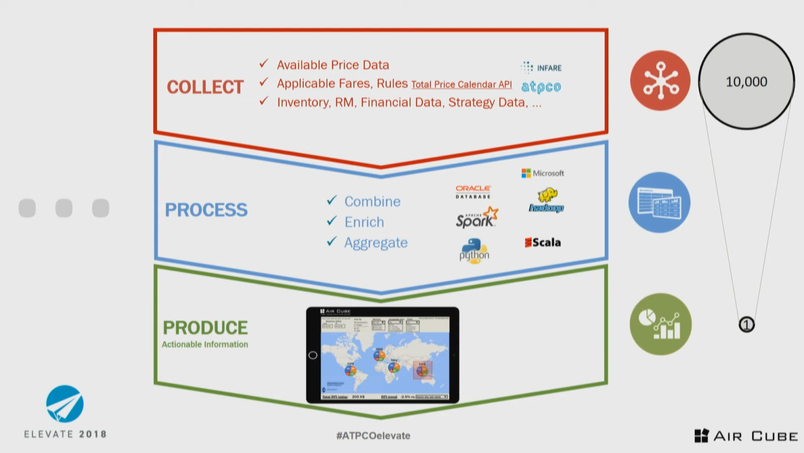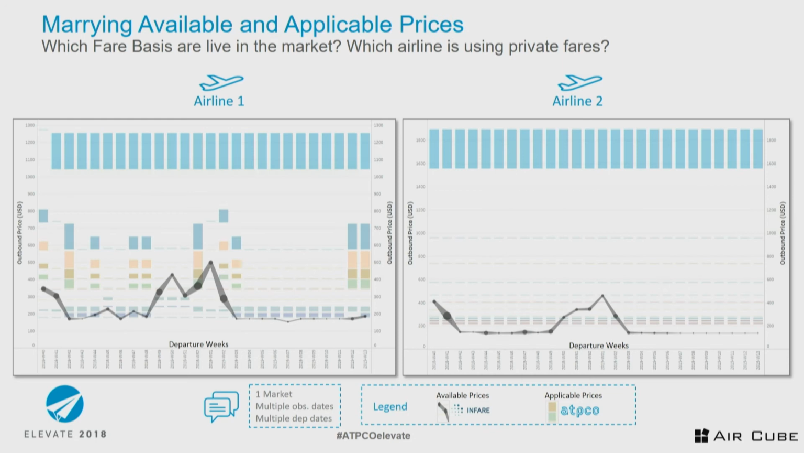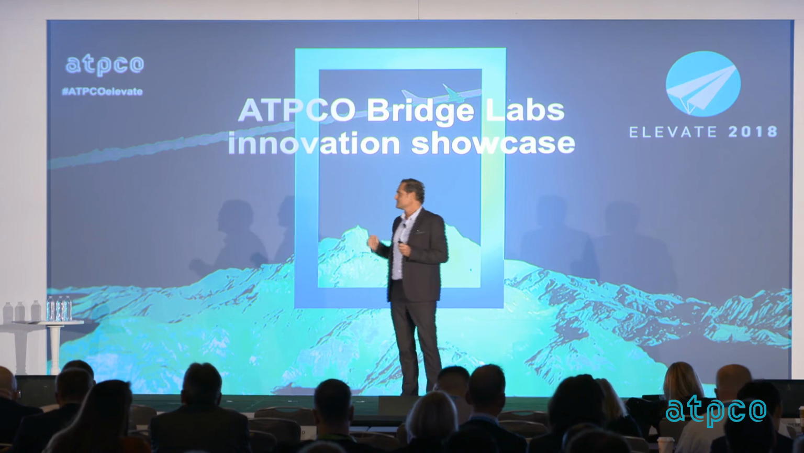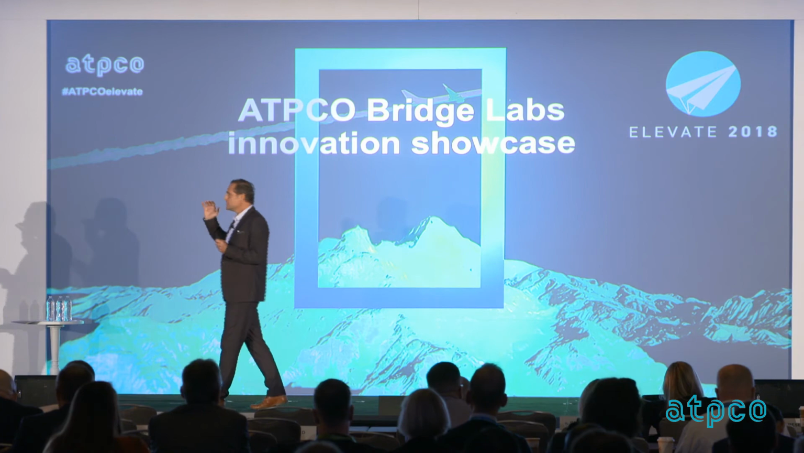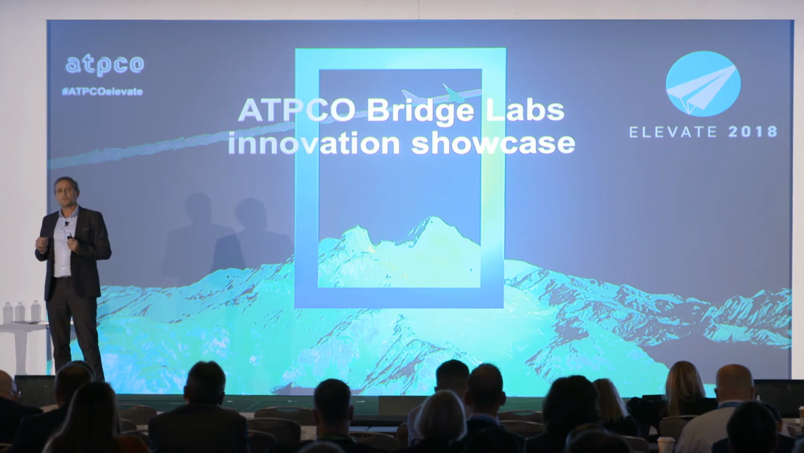Let me show you this example of how we marry applicable prices filed in ATPCO and available prices, which are observed in that case by our partner Infare. This is an example of one market, two airlines, one single cabin. On the x-axis, you can see the departure weeks. On the y-axis, you can see the ATPCO data in the bar charts, so you can see the number of fare bases by booking code. And the curve represents the observed price available on the market at the given time.